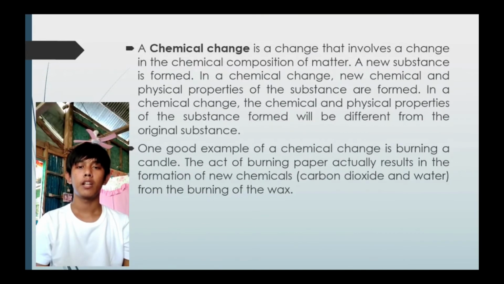Chemical change. A chemical change is a change that involves a change in the chemical composition of matter. A new substance is formed. In a chemical change, new chemical and physical properties of the substance are formed. The chemical and physical properties of the substance formed will be different from the original substance.